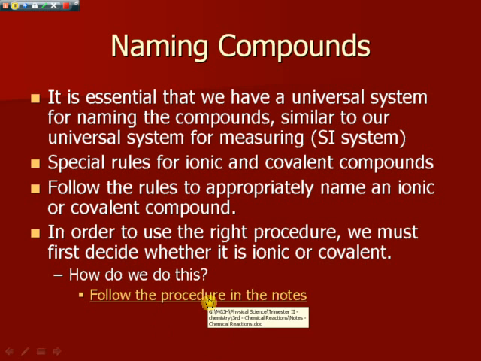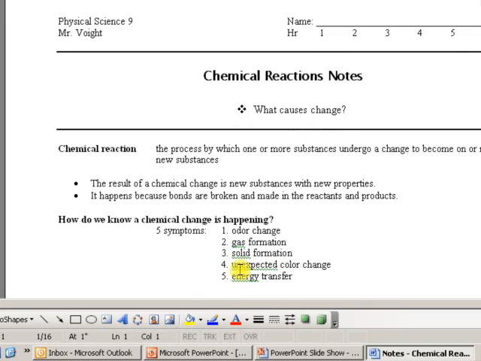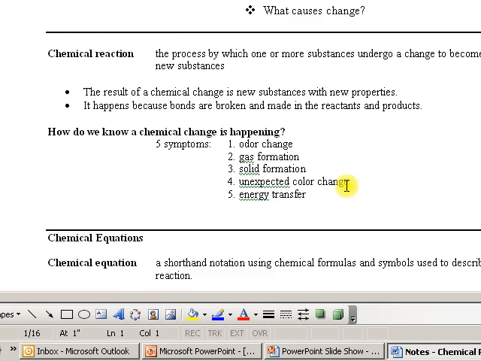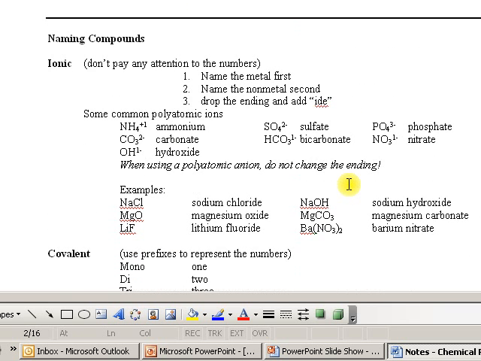Now, we have a specific procedure in the notes for doing this, and if we look at our notes, we can see, as we scroll down, what our procedure is. For naming compounds, ionic compounds require us to name the metal first. We also then name the nonmetal second, but we drop the ending and add IDE.